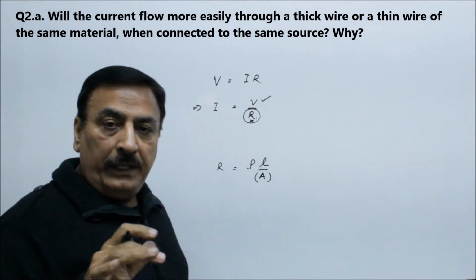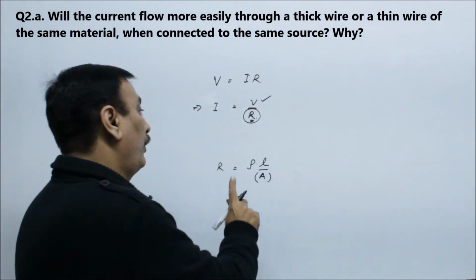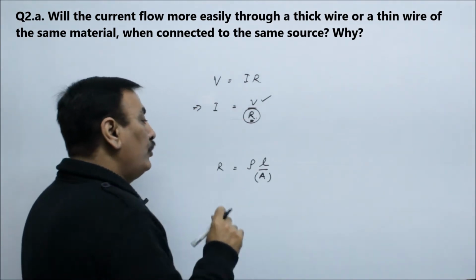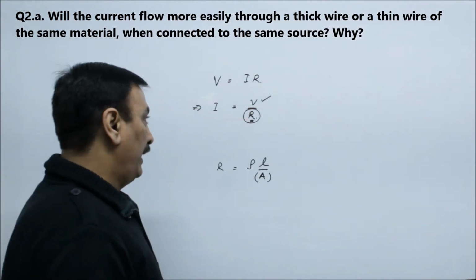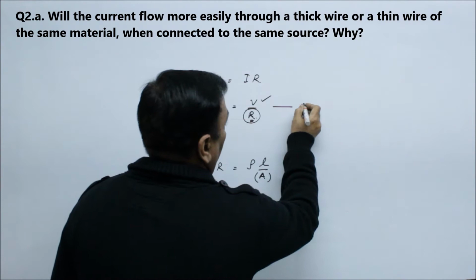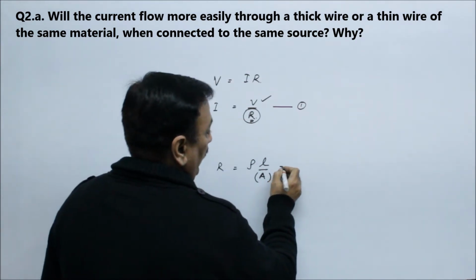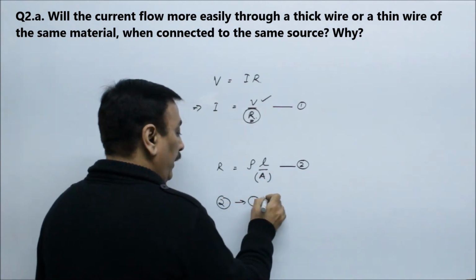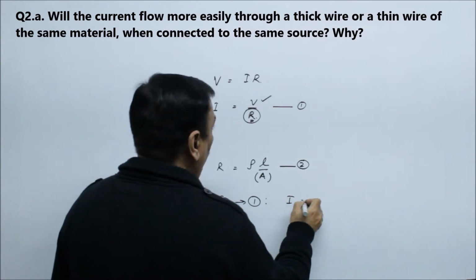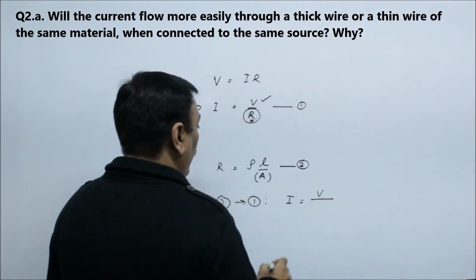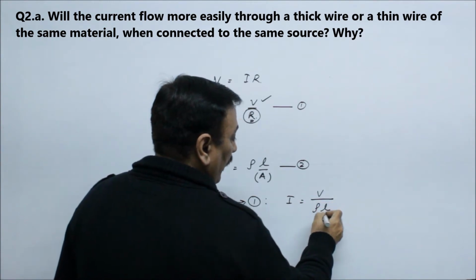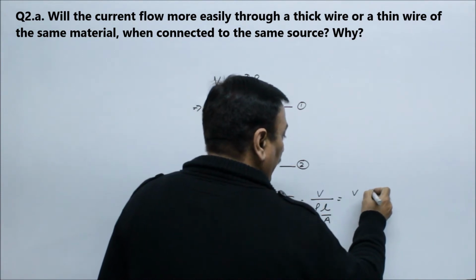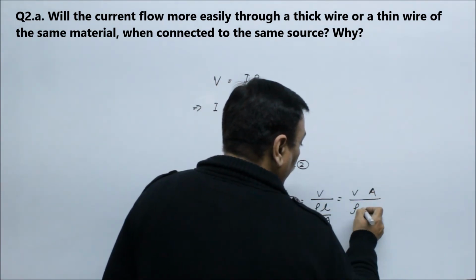So, in which wire will the current flow more easily? You can say in the thick wire the current will flow more easily. Further, you can express it more systematically if you want. You can write this as equation number 1 and write this as equation number 2. Now, using equation number 2 in equation 1, we can write what is I equal to. I can be written as V. In place of R, we can write rho L over A. Now this A will go in the numerator. So we write V A over rho L.